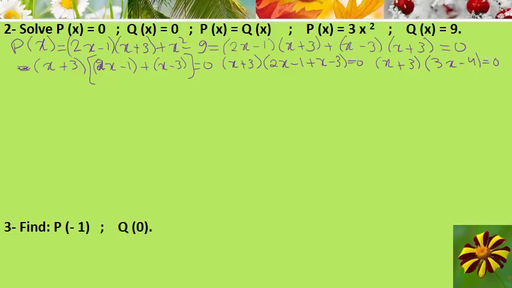Now look at this form. We have two parentheses multiplied together. So how many solutions do we have? The first solution is x plus 3 is equal to 0. Always, the solution we put it in a box. The second one, 3x minus 4 equal to 0, 3x equal 4, x equals 4 over 3. This is the second solution.